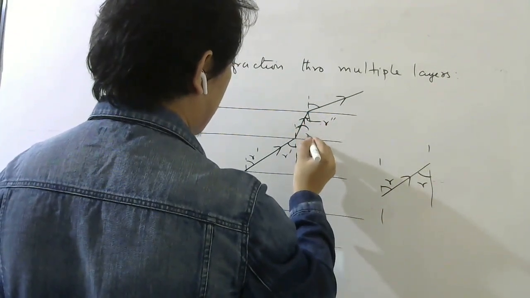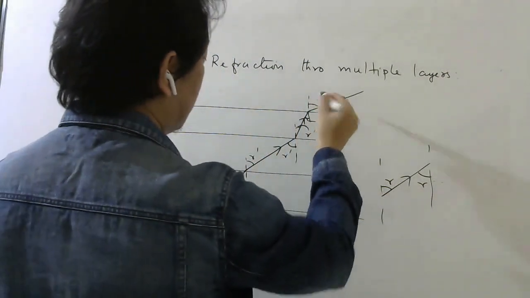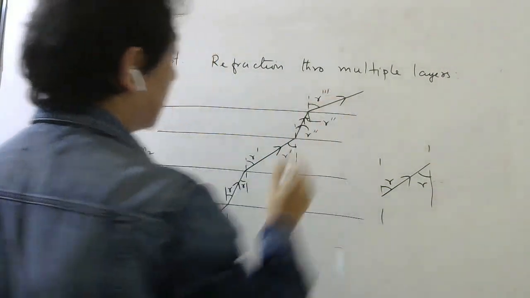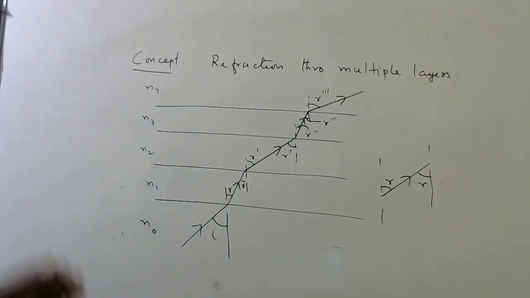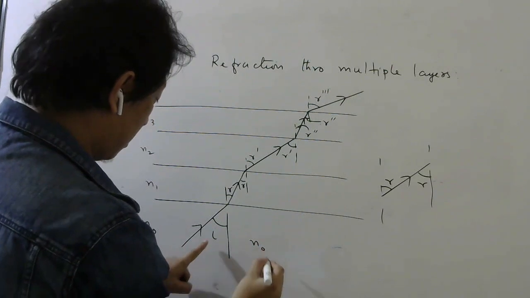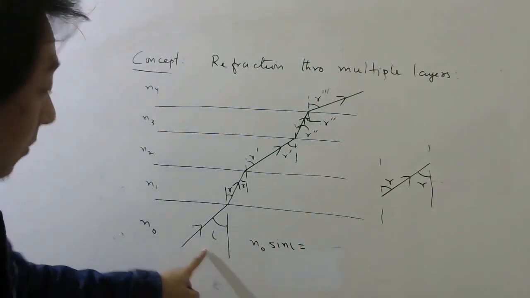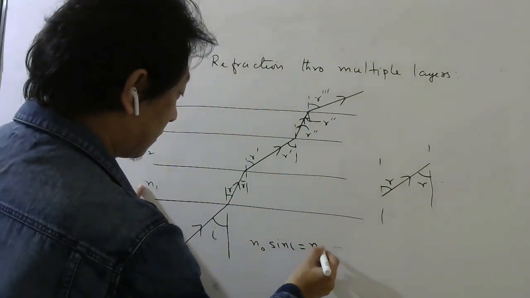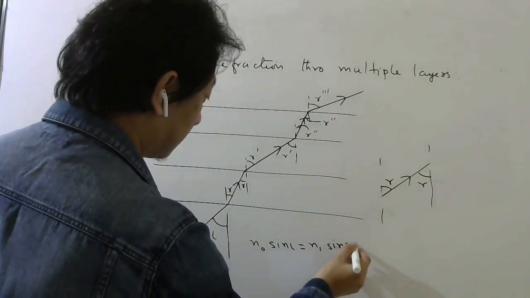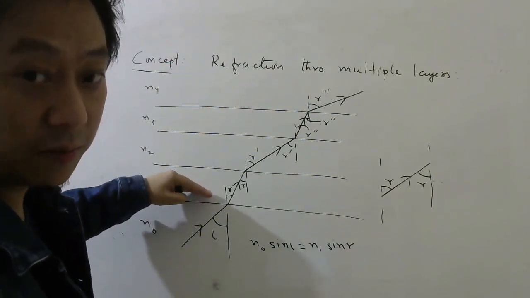So this is your R double dash. And that will be R double dash. So this will be R triple dash, let's say. Now, if you look carefully here, n naught sin i from Snell's law will be n1 sin r. What is r? Angle of refraction in the second medium.